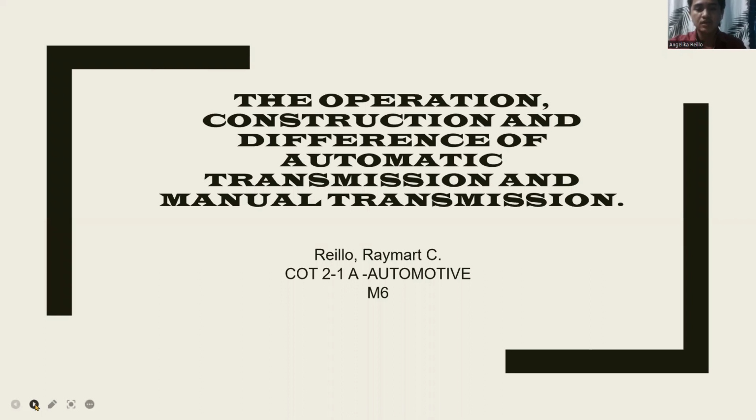My name is Leonard Reldo from C221. My presentation is all about the operation, construction, and difference of automatic transmission and manual transmission.